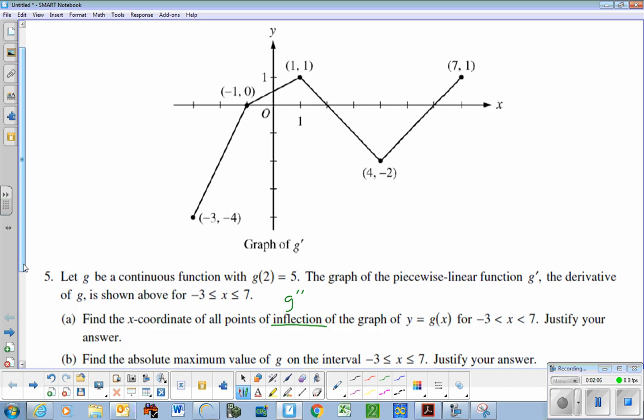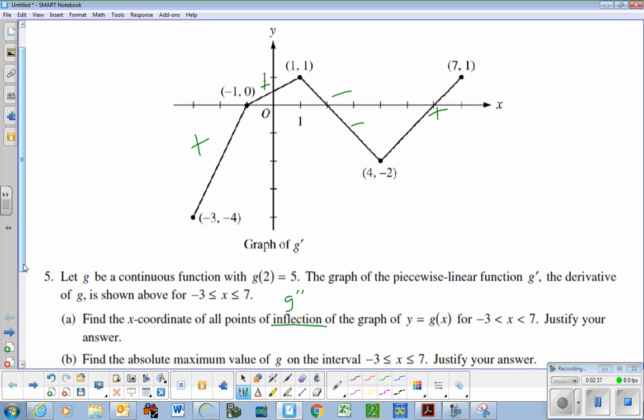So what that means is that we're going to look at the actual slope of the line of a graph of g prime. So when we look at the actual slope, we can tell that from -3 to -1, it's positive, so it's growing or increasing. And then from -1 to 4, it's negative. And then from 4 to 7, it's positive. So that's the actual slope of the lines.